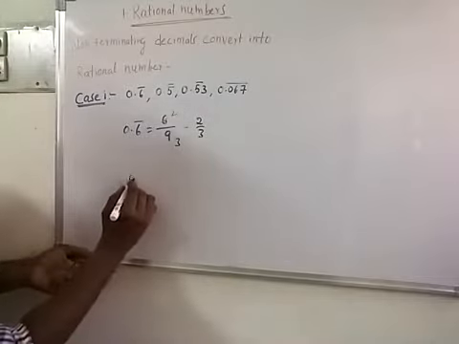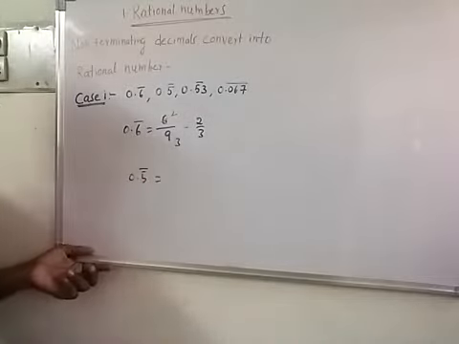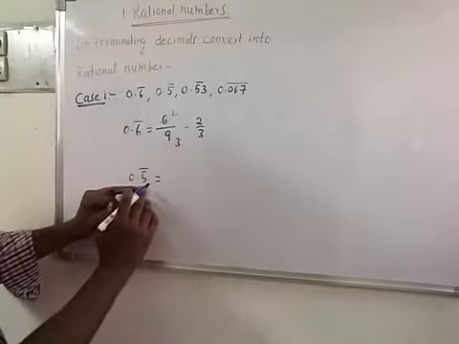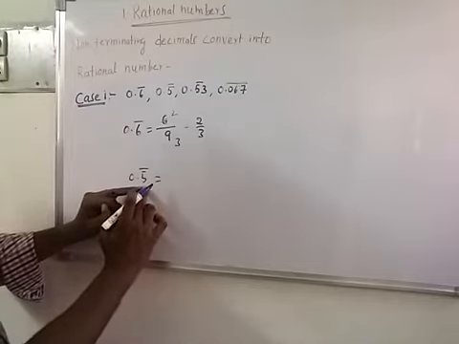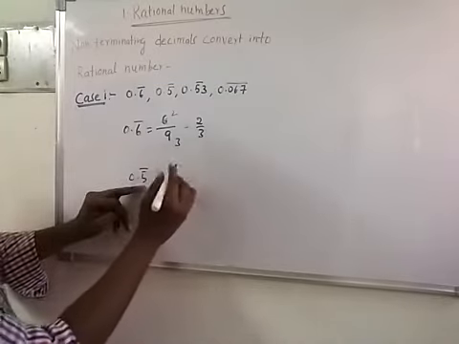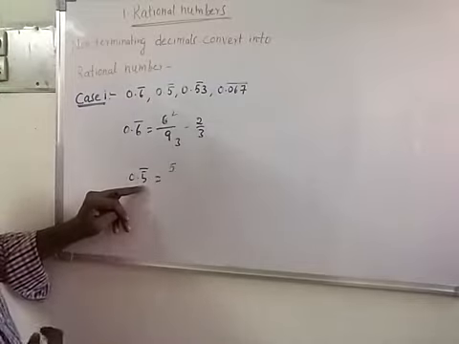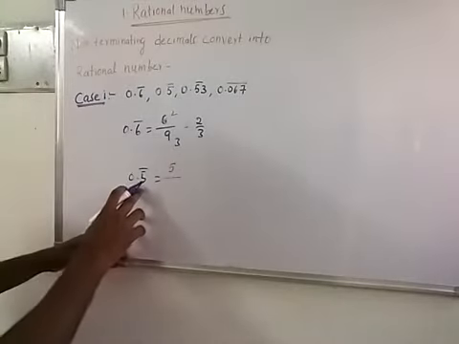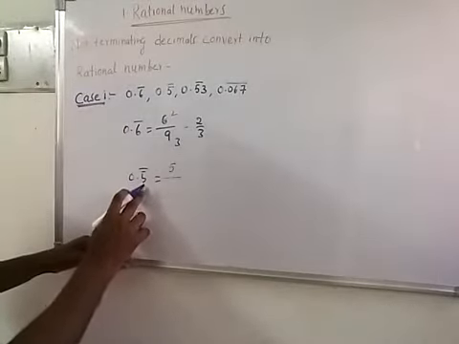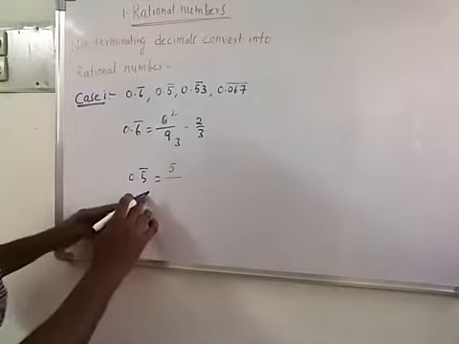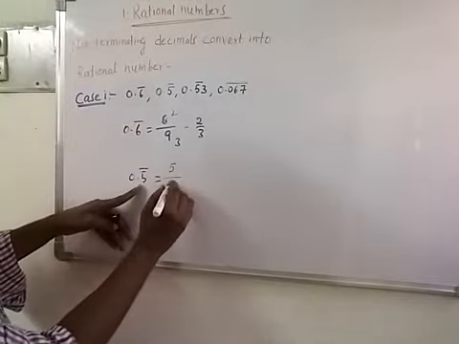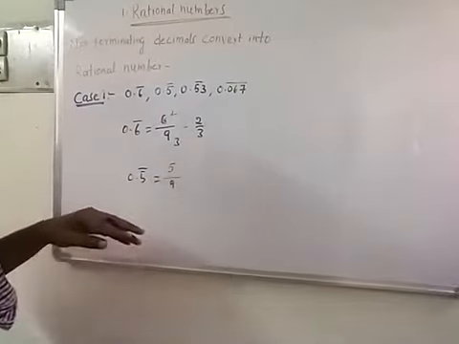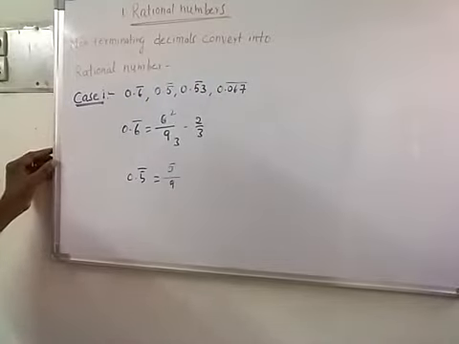Now 0.5 bar, we convert to P by Q form. How many figures are repeated here? Only one figure, which we write in the numerator, divided by as many nines as repeated figures. Only one, so 9. So 5 by 9 is a simple fraction and will not cancel with any table.